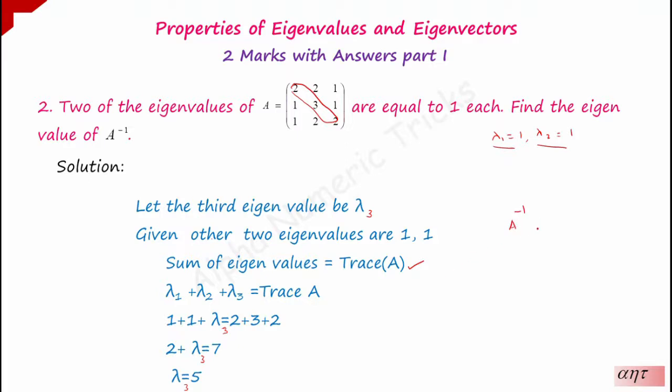We have to find the eigenvalues of A inverse. So the eigenvalues of A are 1, 1, 5. The eigenvalues of A inverse, you have to take the inverse: 1 inverse, 1 inverse, 5 inverse, using the property of eigenvalues. That is 1 by 1, or 1, and 1 by 5. 5 inverse can be written as 1 by 5. This is the property of eigenvalues and eigenvectors of the given matrix A. So the eigenvalues of A inverse are 1, 1, 1 by 5.